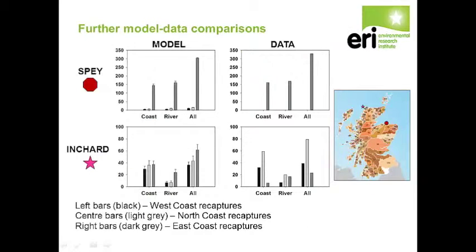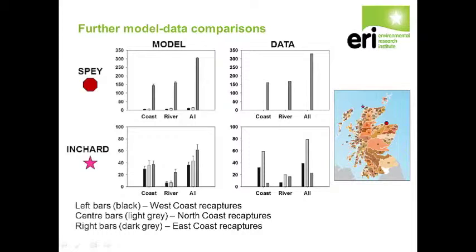And finally, if we look in a little bit more detail at two particular studies, this time looking at the relative proportions of fish captured on the west coast of Scotland versus the north coast of Scotland and the east coast of Scotland. You can see for the spade tagging study here that the model does a reasonably decent job of predicting the outcome of the tagging study. However, the model does predict some movement of fish to the north coast and west coast of Scotland, whereas in reality, no fish were recaptured on the north coast and west coast of Scotland in this tagging study.